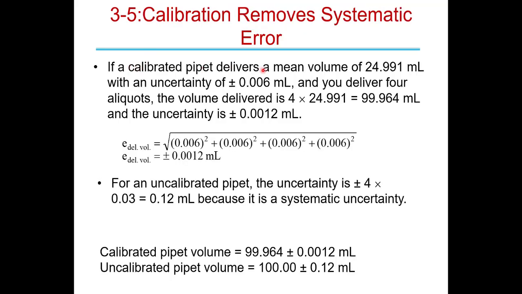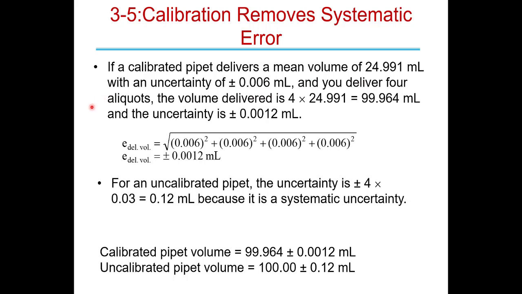So if a calibrated pipette delivers a mean volume, so we go into the lab, we measure the volume 3 to 5 times or more, and we take the average, and so the average volume is 24.991, right? And because we've averaged those volumes together, we've done 5 trials, we can use the scatter in that data as an estimate of the random error. And so we would maybe calculate a standard deviation, and that would tell us something about the random error. So we would use this maybe as our random error.